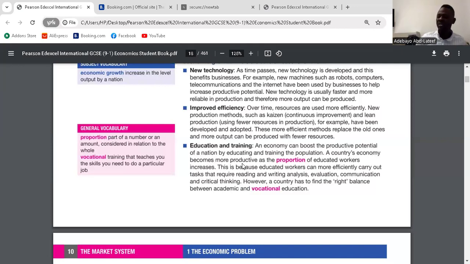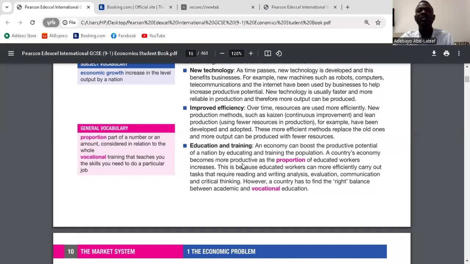When we talk about efficiency, efficiency measures how we can use fewer inputs for more output. That is efficiency. And productivity means the measurement of output in relation to the input. Productivity is not the same as efficiency. Efficiency measures how less input we can use for more output. For productivity, we're talking about output divided by input, or output in relation to input.